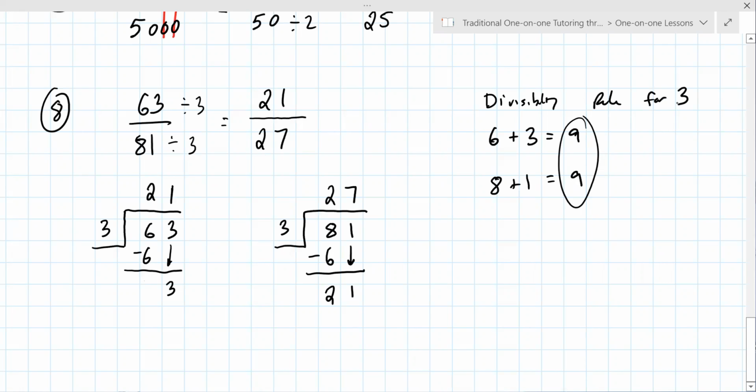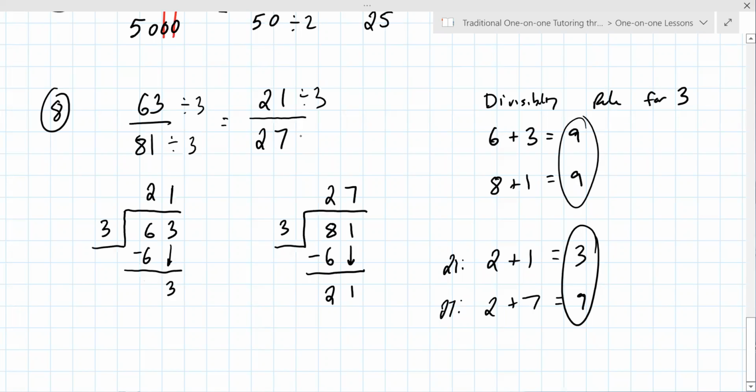So you try 3 again. You hope that it works and that it keeps working, because if it keeps working, you just do it. So 2 plus 1 for 21 is 3. That's good. And 2 plus 7 is 9. That's good. That means that both 21 and 27 are divisible by 3. So you can again divide those by 3. And these numbers are a little smaller, so you probably remember that this is 7 over 9.